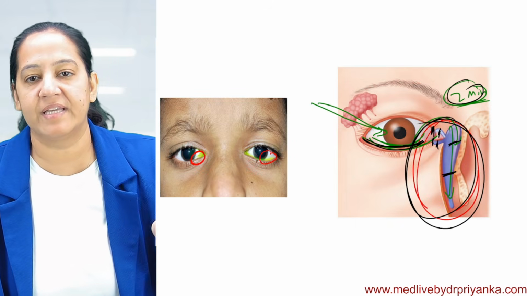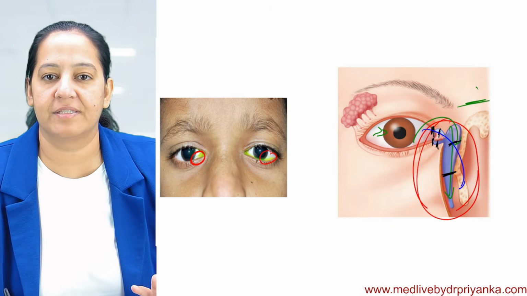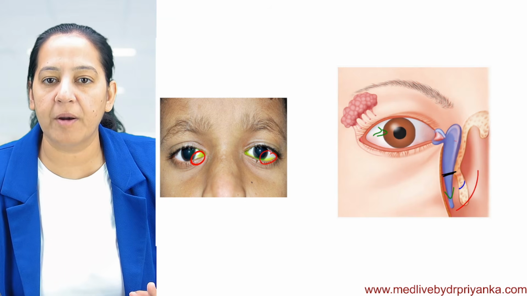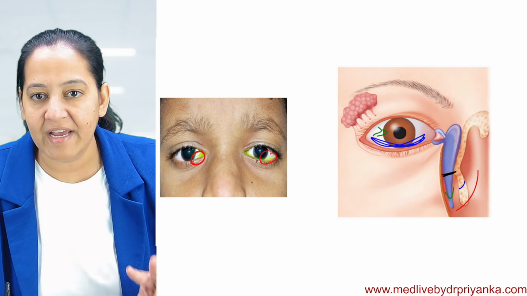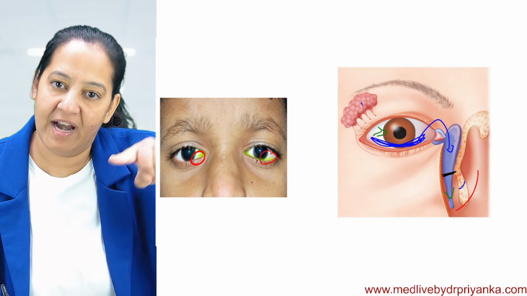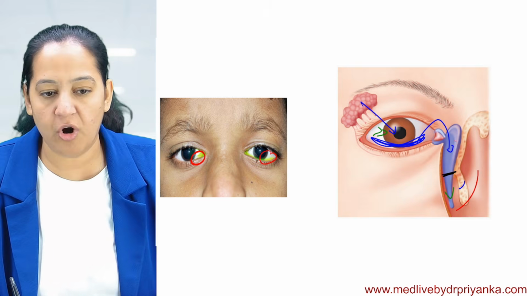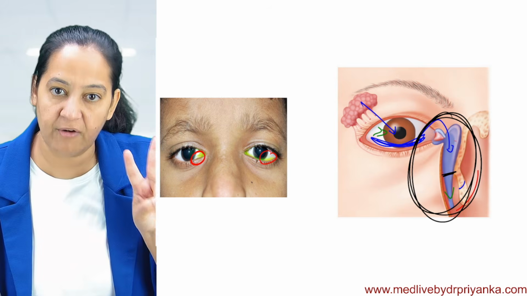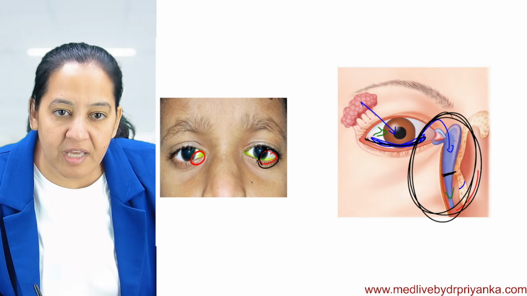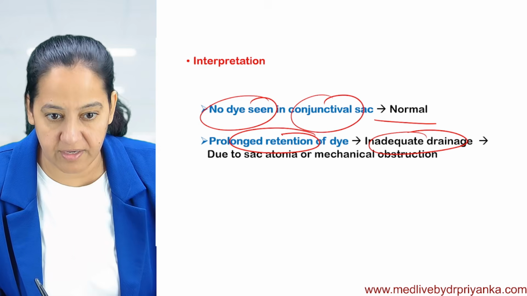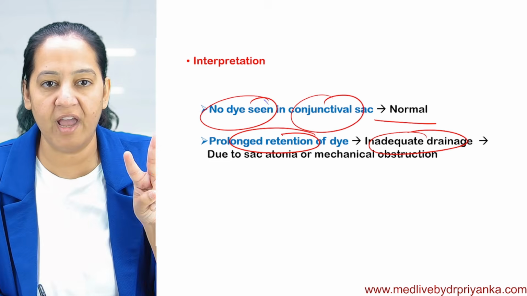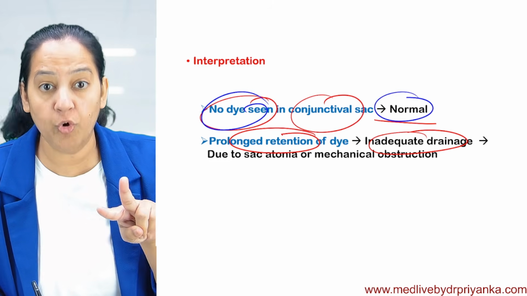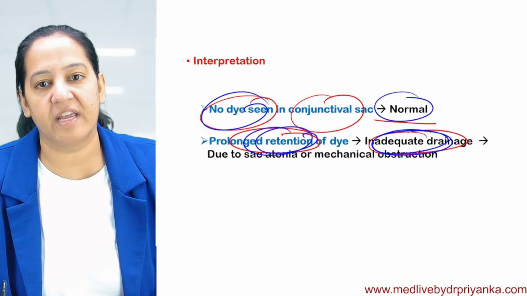Normally in 2 minutes, it gets drained, and the fresh tears come. So whatever yellow color dye you are putting here gets drained in the next 2 minutes, and the fresh tears will come. So after 2 minutes, it should not be retained. But if there is an obstruction at any level of the drainage, even after 2 minutes you can see the dye. Appreciate the yellow color here. So interpretation: if there is no dye after 2 minutes, it's normal. If after 2 minutes there is retention of the dye, it indicates inadequate drainage.